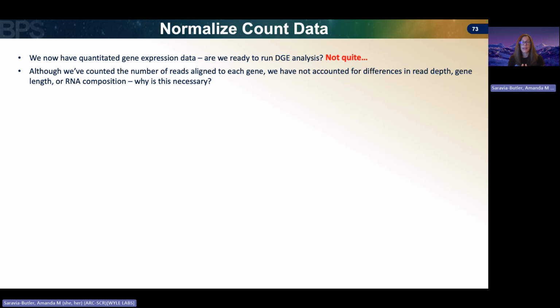So remember when we looked at our sequence data and we looked at our read depth, or the number of reads per sample, we saw that it was different for each one of our samples, right? And so we need to account for those differences. And then we might also want to account for differences in gene length, and we're also going to want to account for differences in RNA composition.